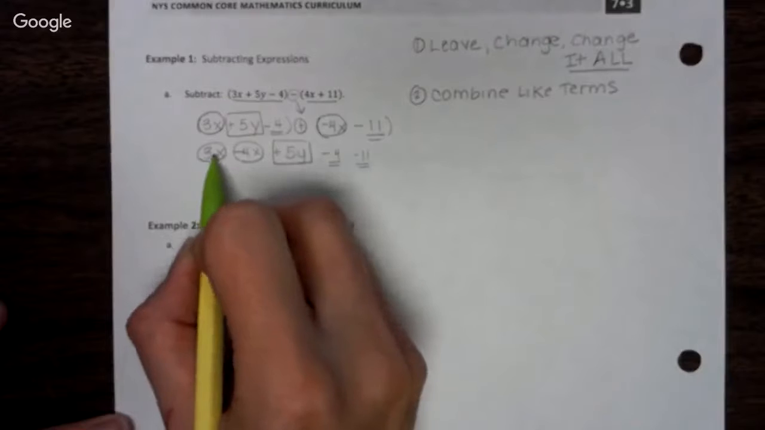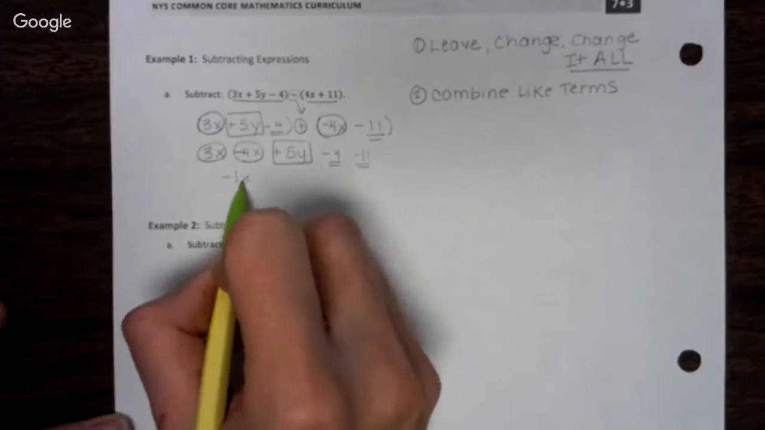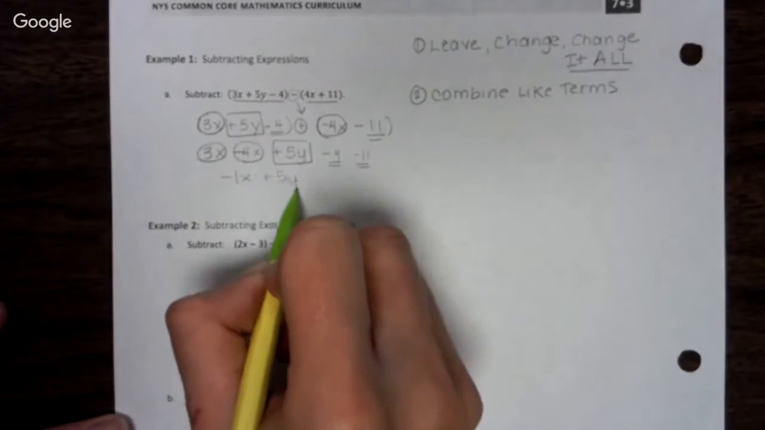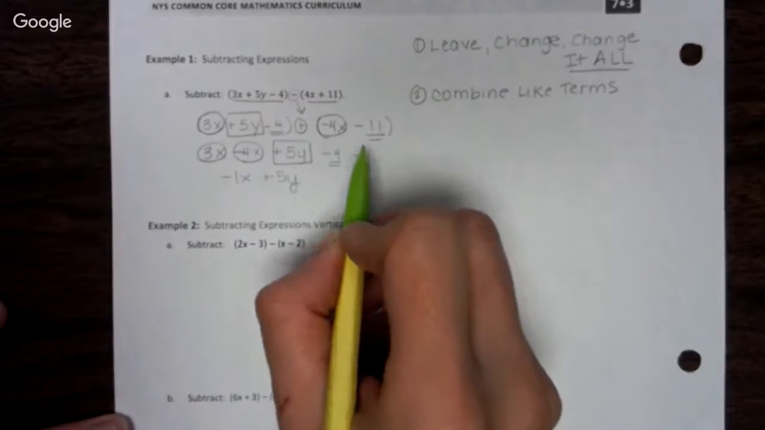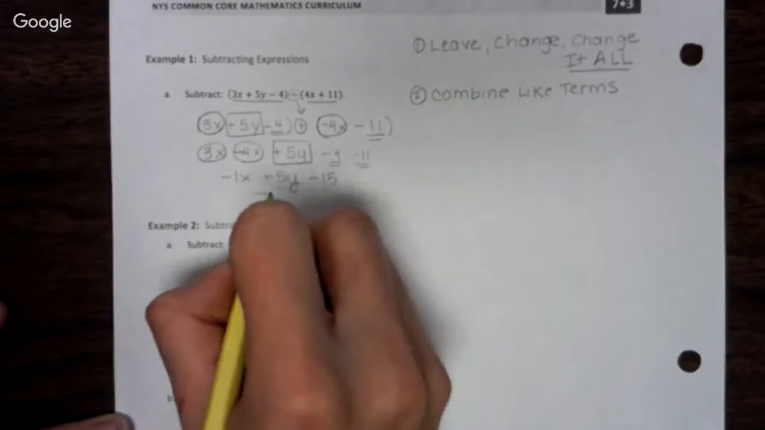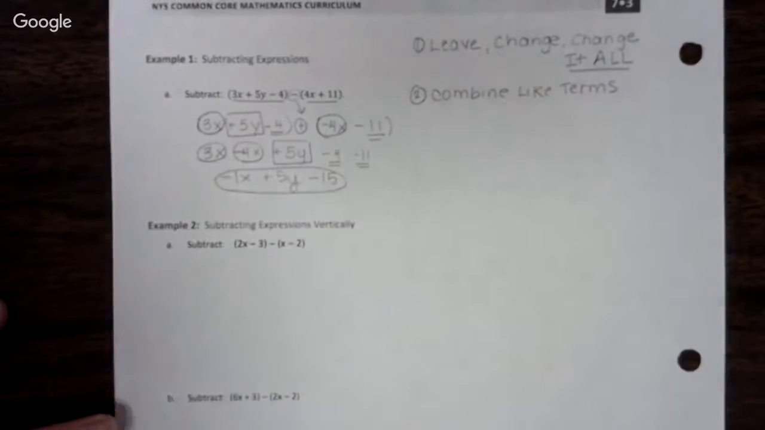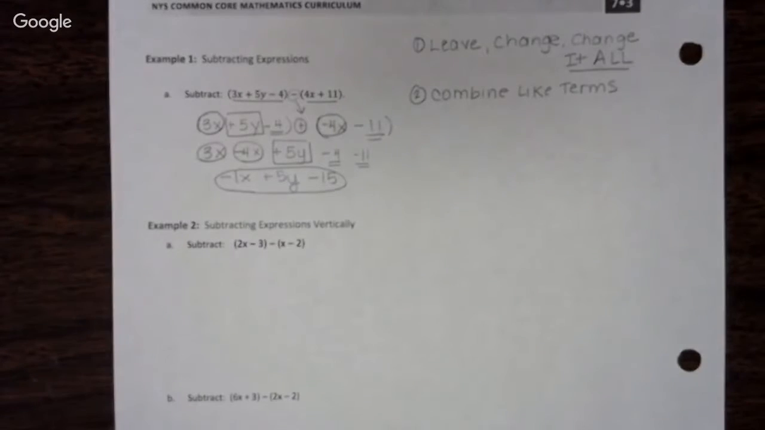All right, so let's add. 3 plus -4 is -1x. 5y doesn't combine with anything. -4 and -11 is -15. This is my answer after I do leave, change, change it all.